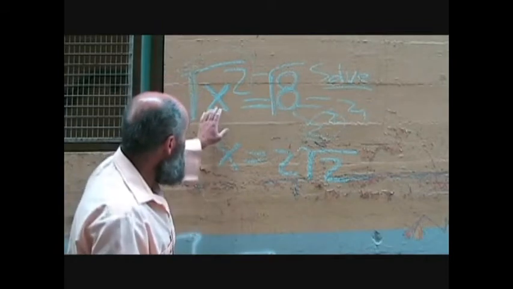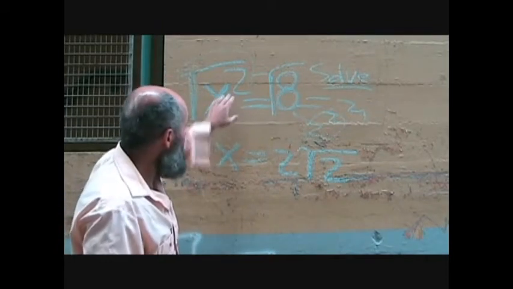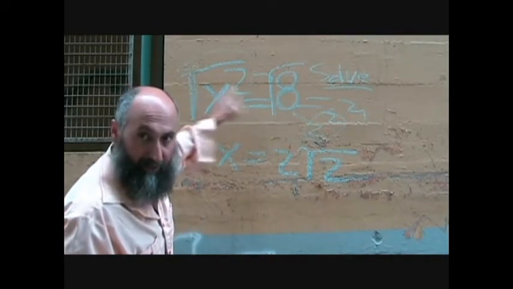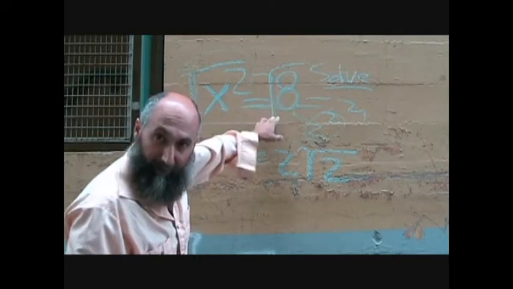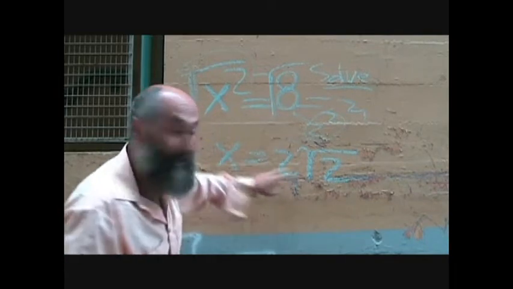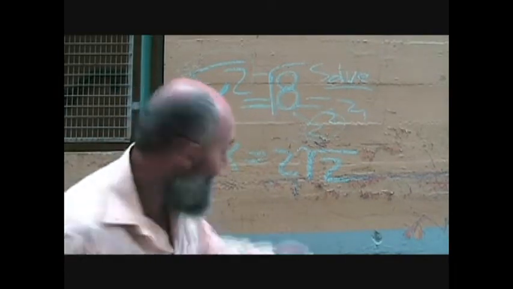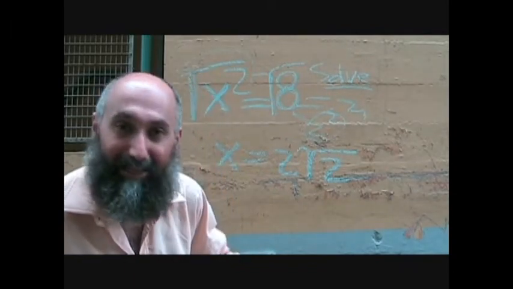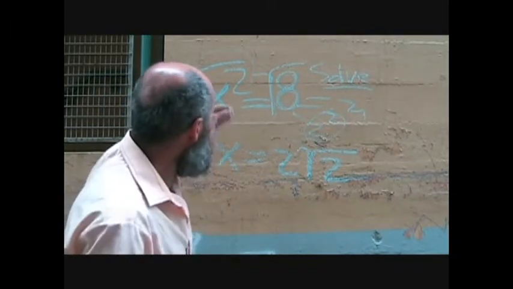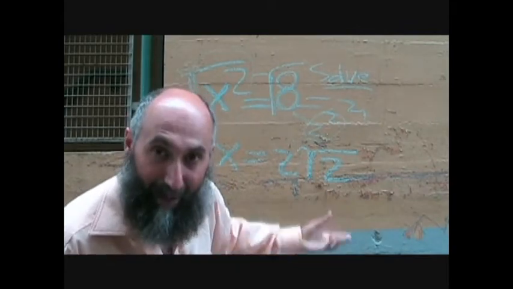Okay. So again, if you have x squared, you want to isolate the x. You take the square root on both sides. The square root of 8 becomes 2 square root 2. So x is equal to 2 square root 2. Let's take a look at a little bit more complicated stuff and add a radical in there as well.